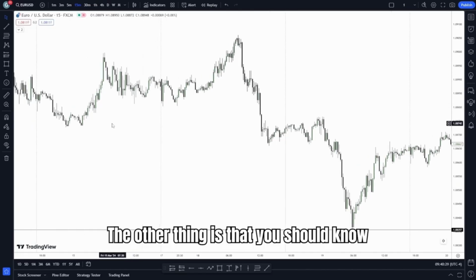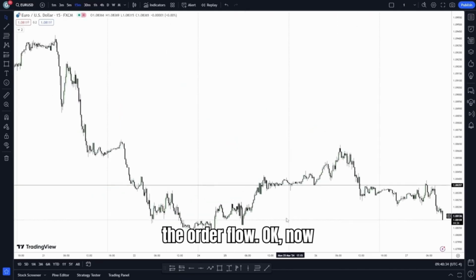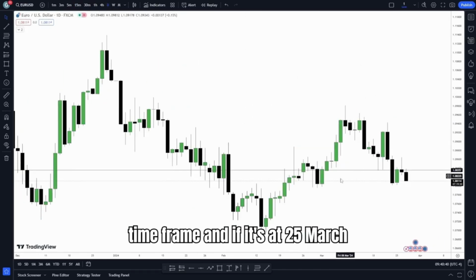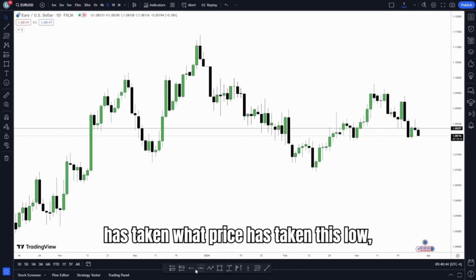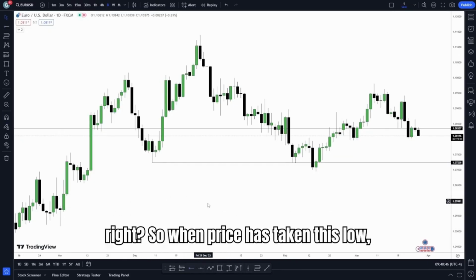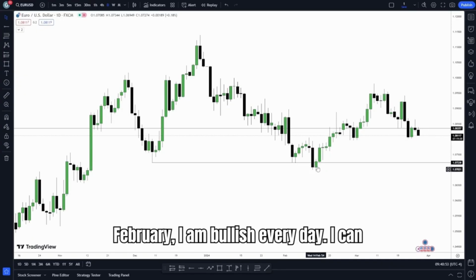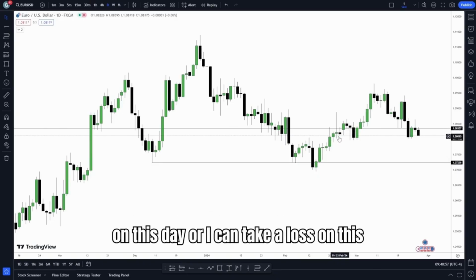The other thing is that you should know the order flow. Okay, now how I knew the order flow is bullish from here, from 25 March: if you go on the daily time frame, and if it's at 25 March right over here, we can see that price has taken what? Price has taken this low, right? So when price has taken this low like this, from this day, from 24 February, I am bullish. Every day I can take a loss on this day, also on this day, or on this day.